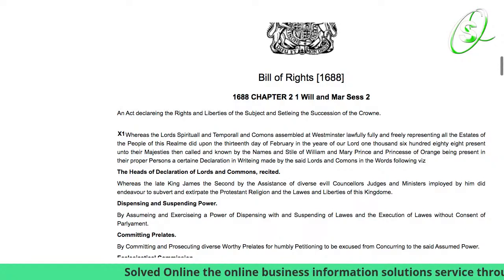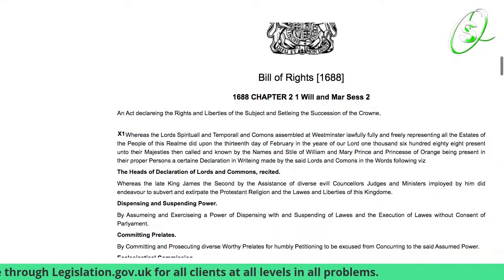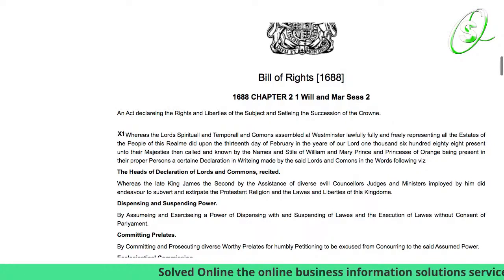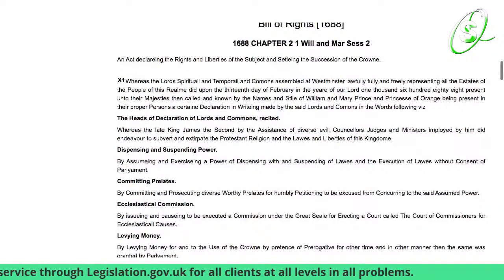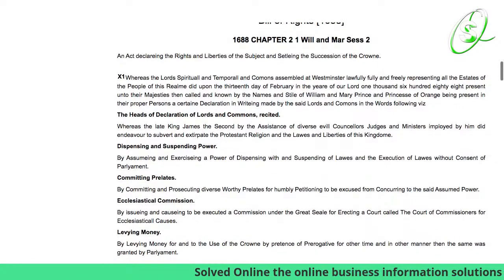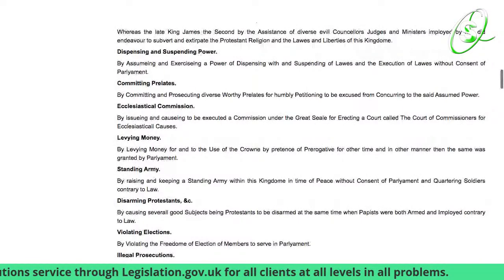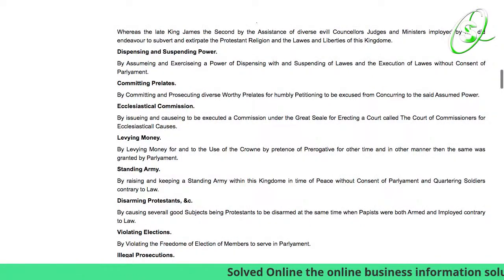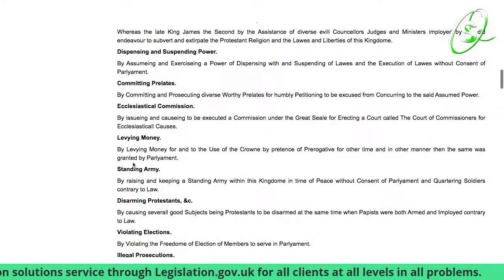Diverse evil counselors. We have evil counselors, evil judges, and evil ministers right now in this time. And they are slowly trying to change the laws, but that's why this law is set up for limitations. That's what everyone needs to remember, limitation. And to prove it, he's showing you all the things that they try to do: dispensing and suspending powers, committing prelates, ecclesiastical commissioners. It shows that, like I was talking about, the actual Great Seal, they try to change the rules of the Great Seal.